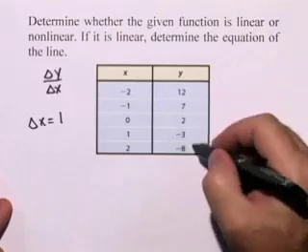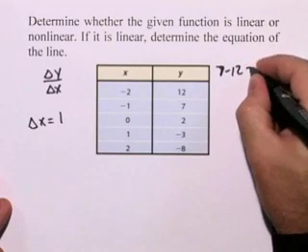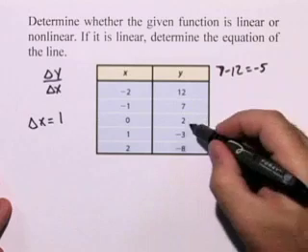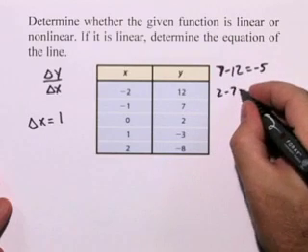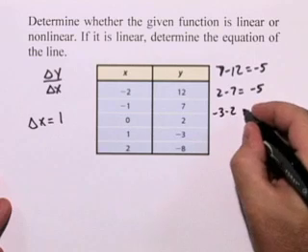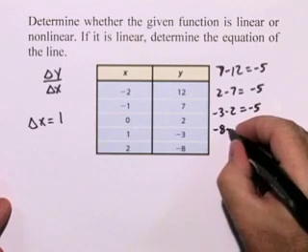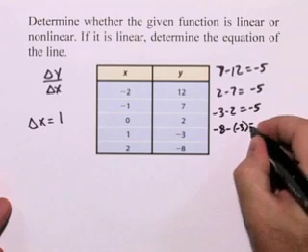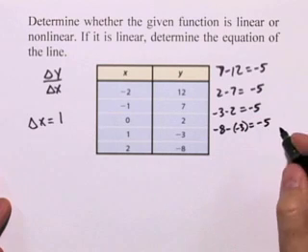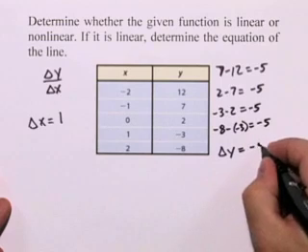If we look at the differences in the y's, 7 minus 12 is equal to negative 5. 2 minus 7 is equal to negative 5. Negative 3 minus 2 is equal to negative 5. And negative 8 minus negative 3 is negative 5. So it turns out that our change in y is a constant, negative 5.